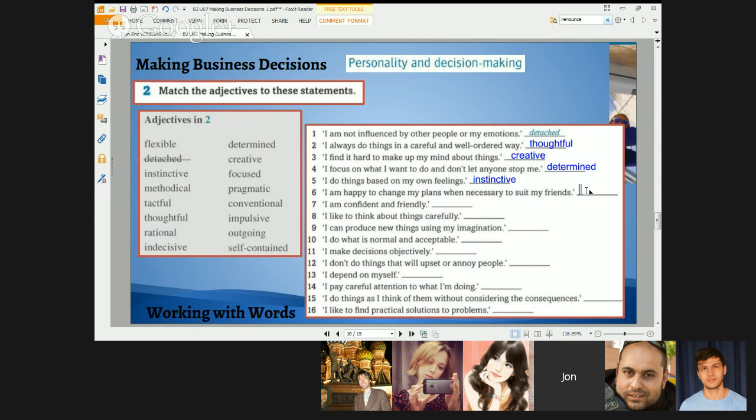And back to Yuki for 6. I'm happy to change my plans when necessary to suit my friends. I think flexible. Flexible. Okay. Now, as we continue, you may want to change some of your former answers. Just keep that in mind. I haven't corrected any of these, so you may say, oh, wait a second, we need to use ones that we did before. Okay? So I think we're back to the beginning.